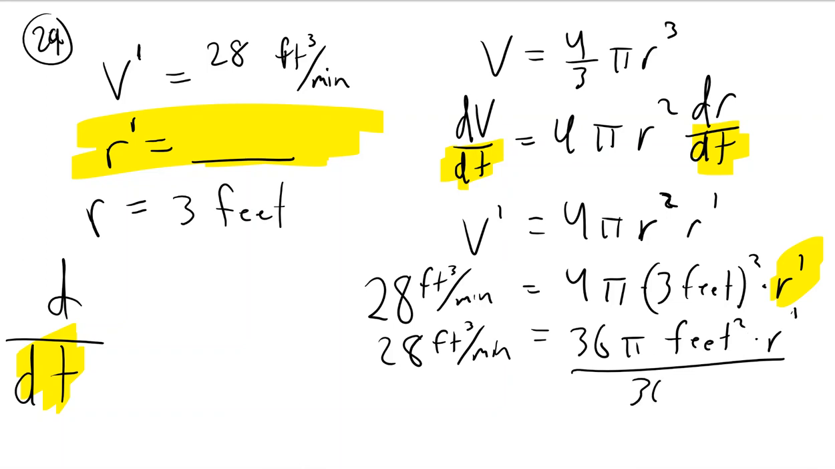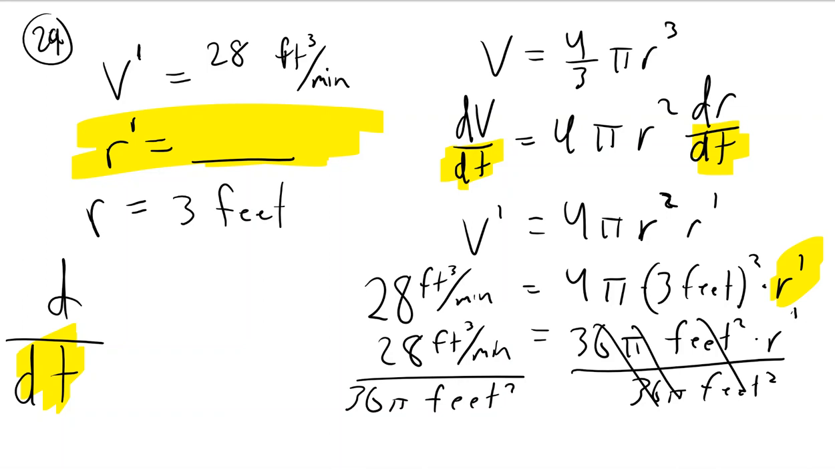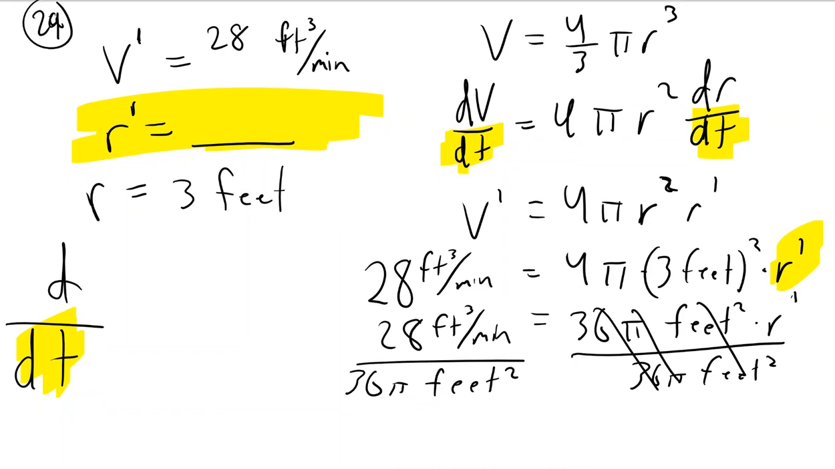Undo times with divide. I do recommend that you keep up with the units like this. I know it's more writing and it makes it a little harder to keep up with all of your work, but right there at the end it's really nice because it helps you catch some of your mistakes. Feet squared divided by feet cubed would just give you feet, and so it looks like we have 28 over 36 pi feet per minute.